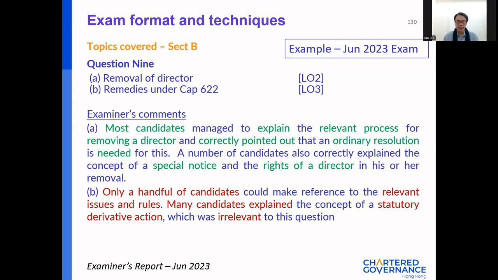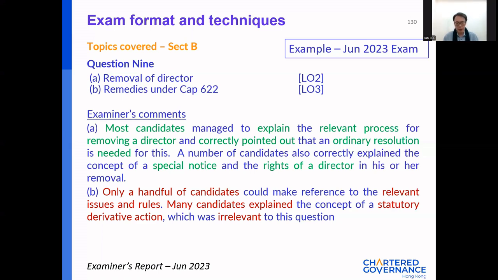Okay, the difference between a derivative action and a personal action. So you will recall I explained earlier, if you want to make a claim on behalf of the company, and therefore the remedies are for the benefit of the company, derivative action is the way to go. But if you want something to help yourself, an order, a relief, a share buyout order, then you will not use statutory derivative action.